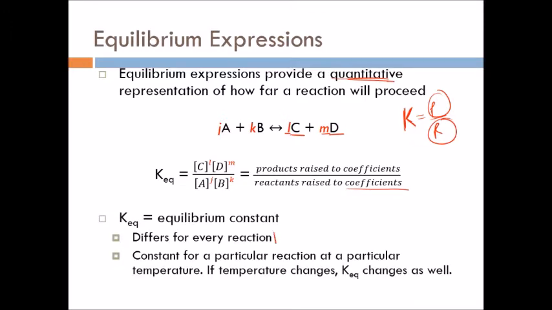Now, it differs for every reaction, KEQ or K, and it's constant when you keep the temperature constant. The only thing that can change an equilibrium constant or K is if temperature changes. If temperature changes, you affect the kinetics of the speed of the reaction because the molecules are moving faster if you increase temperature. So then you will also change the K value, or this ratio between products over reactants.